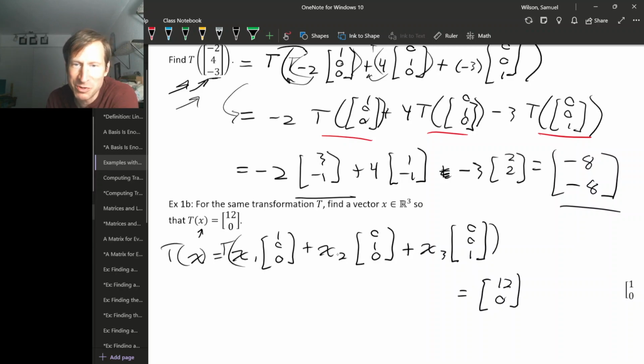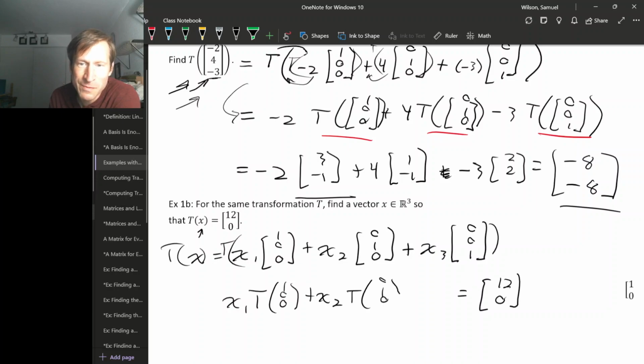The problem is we don't know what the coefficients are, x1, x2, x3. But if we could find x1, x2, and x3, well, then we could write this down and distribute the t, sort of, and get x1 times t of (1, 0, 0), plus x2 times t of (0, 1, 0), plus x3 times t of (0, 0, 1). Right? Well, again, these are the values of t that we know.